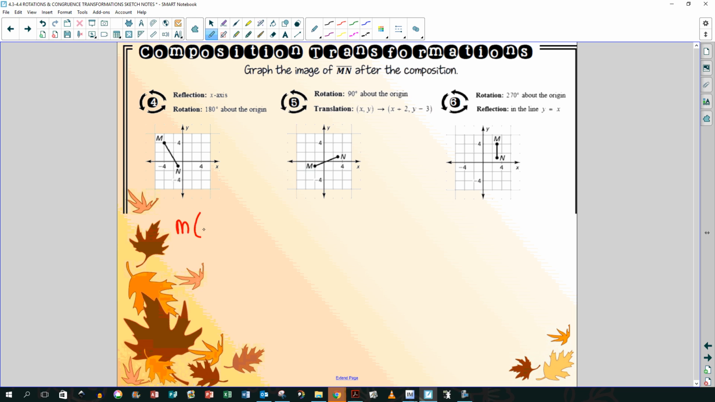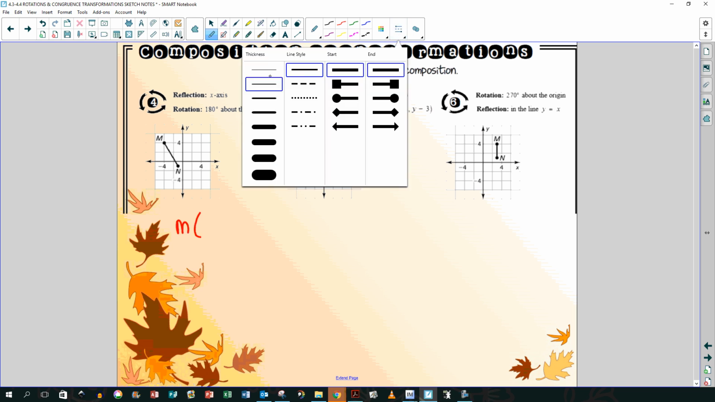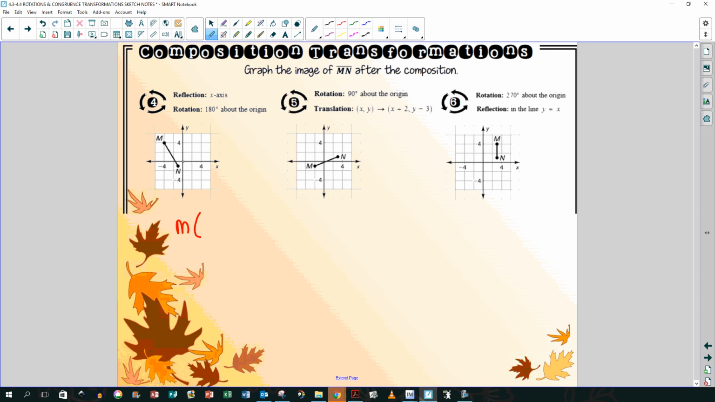So point M is located at, make sure this is still skinny, -4, 4. So M is at -4, 4. And N is at -1, -1. All right, so a reflection over the x-axis. Remember, the reflection over the x stays the same, y changes.